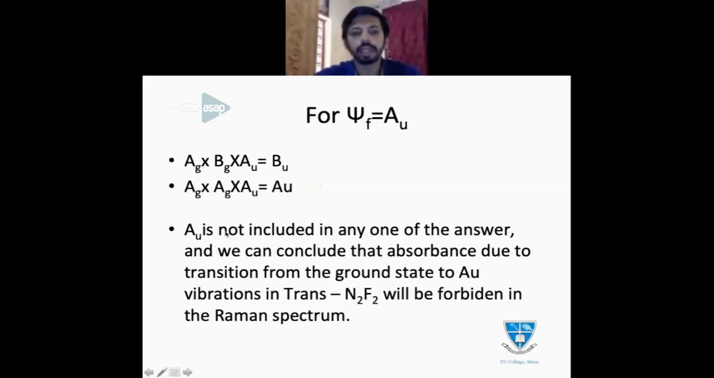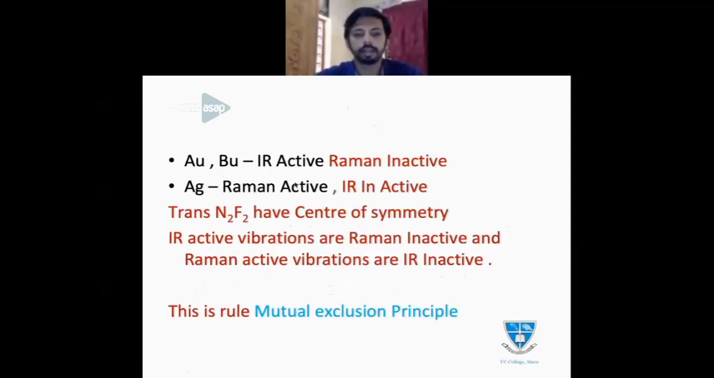So here Ag is not present. So the transition from Ag to Au is not allowed. Again, for the Ag to Bu transition, no Ag is present, so this transition is not allowed in Raman spectroscopy. So here Au and Bu are IR active.